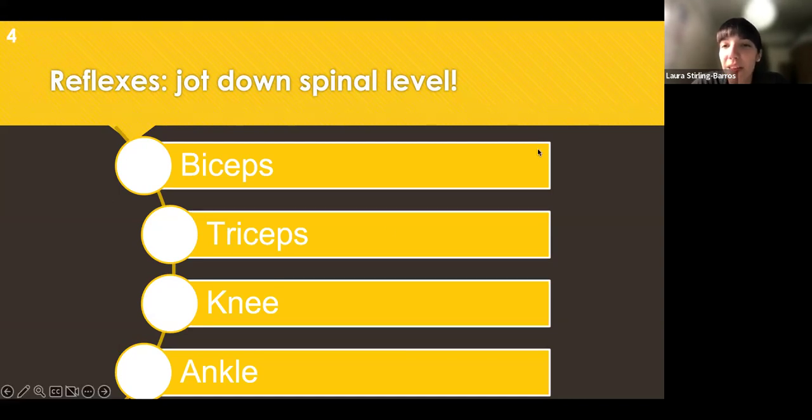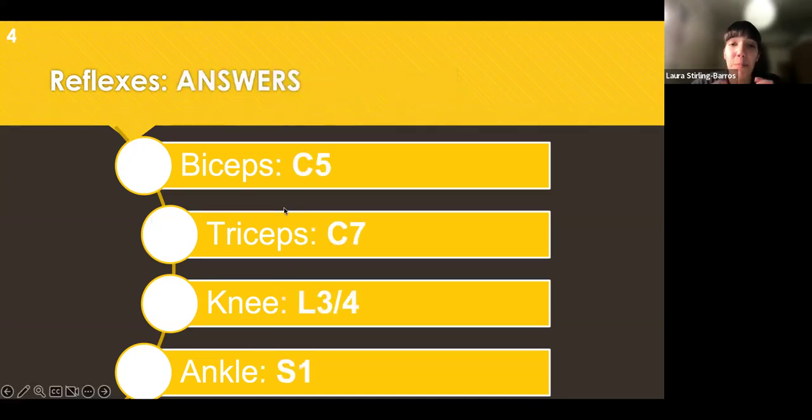Yes, perfect. Knee, L3/L4. Excellent. And if everybody had the chance to jot down on your own piece of paper, we can get the answers now. So biceps is C5, triceps is C7, knee is L3/L4, and ankle is S1.